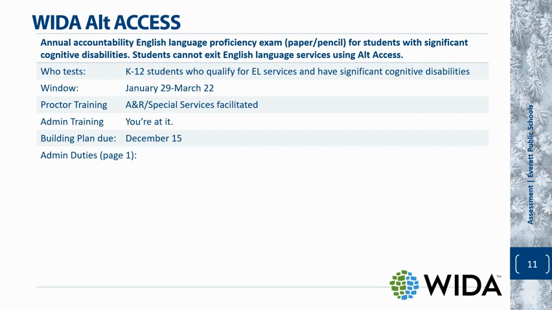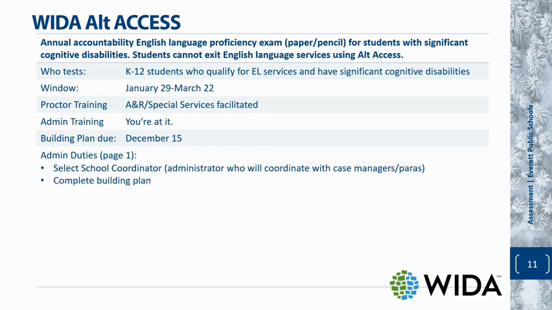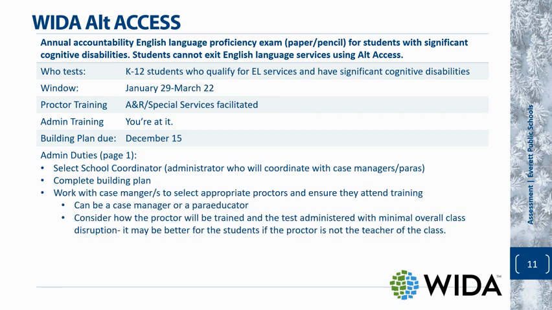Let's talk about your duties. You're to select a school coordinator. I recommend that this be the administrator who covers special education, case managers and paraeducators in that program. This is the person who is best suited to talk to case managers and paras about individual student needs and who's probably most familiar with those students already. You're going to complete that building plan and get it done by December 15th.